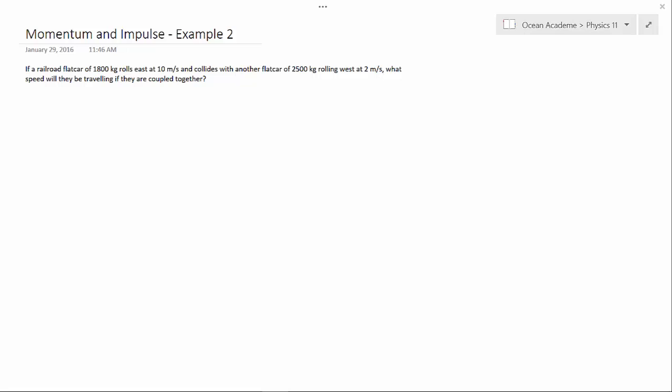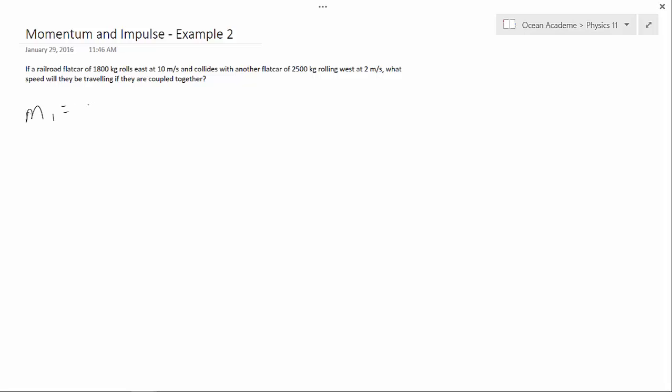Momentum and Impulse, Example 2. If a railroad flat car of 1,800 kilograms rolls east at 10 meters per second and collides with another flat car of 2,500 kilograms rolling west at 2 meters per second, what speed will they be traveling if they are coupled together? First, let's write down what we know.